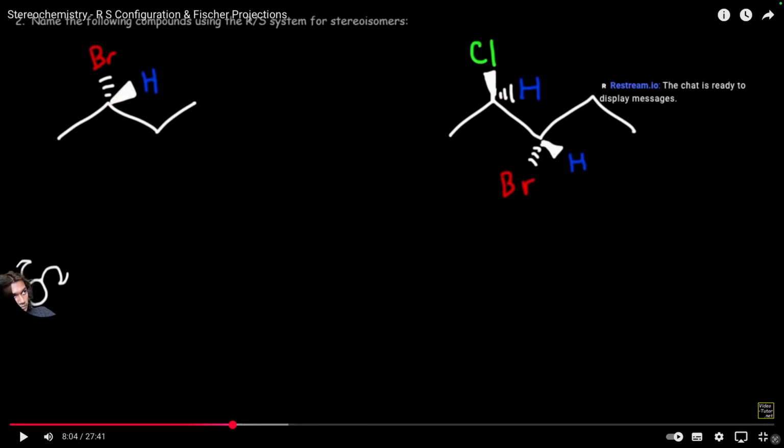Now the next one. We got chlorine at the top, hydrogen at the bottom, but on the other side it's hydrogen at the top, bromine at the bottom. So it's going to be the S configuration here.